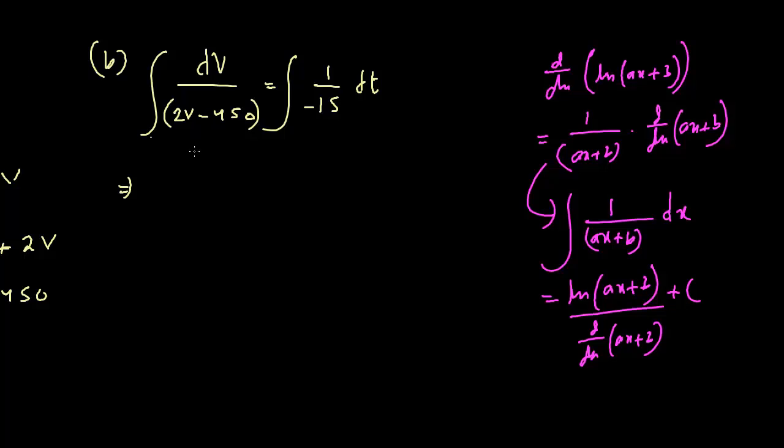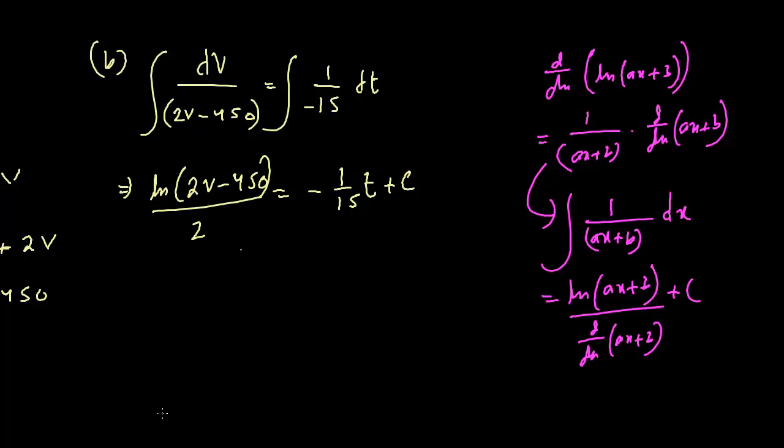So this is going to be ln of 2v minus 450 divided by d by dv of 2v minus 450, which is only 2, because the derivative of 450 is 0. And here it would be minus 1 by 15 t plus c, the constant. So this is the general solution of the differential equation.